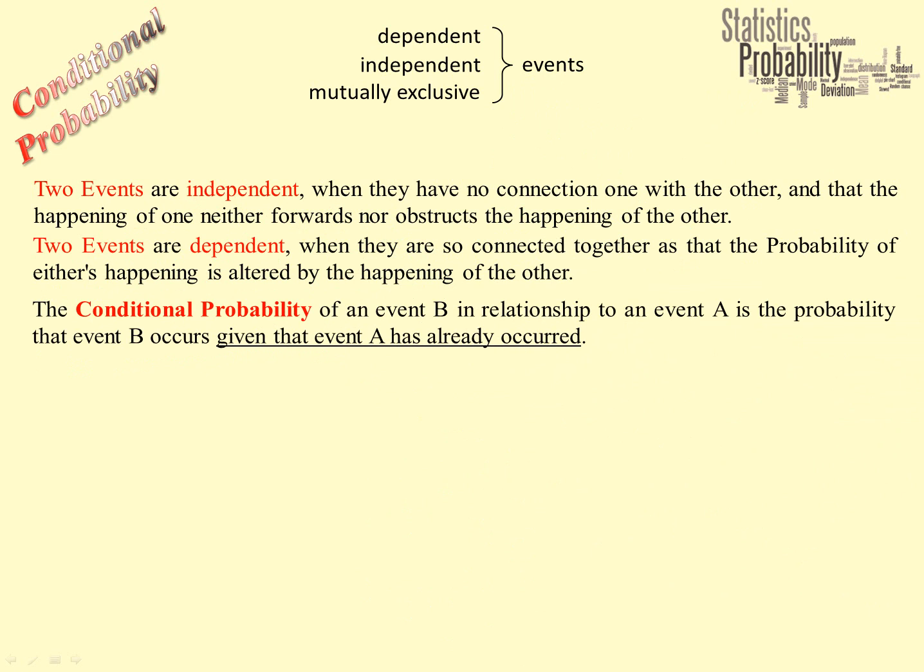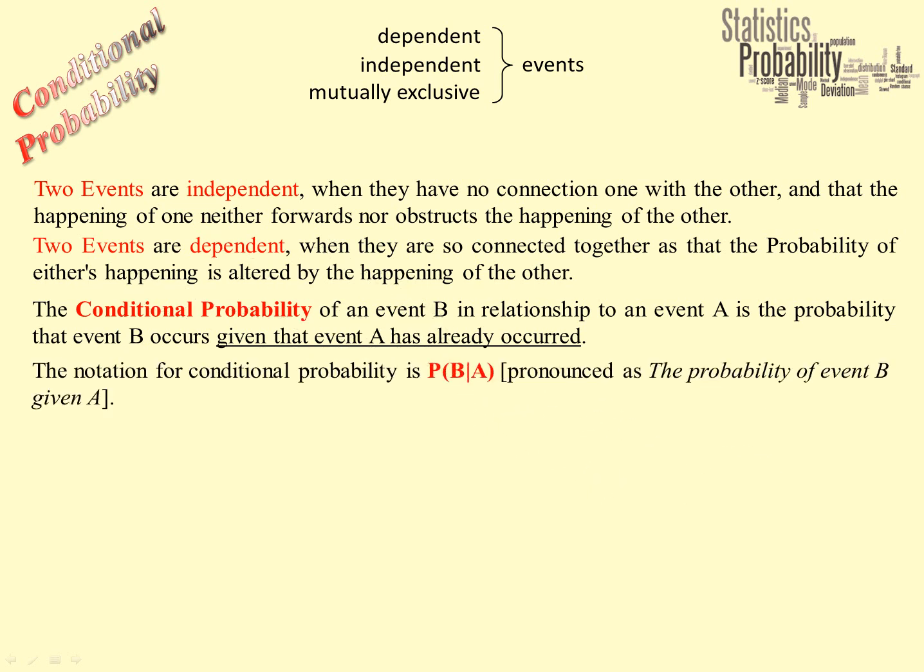Conditional probability of event B in relationship to an event A is the probability that B occurs given that A has already occurred. The probability of drawing a queen from a pack of cards given that you've just drawn a king and not replaced. Notation. There it is there with the vertical stroke there. Pronounced the probability of event B given A.